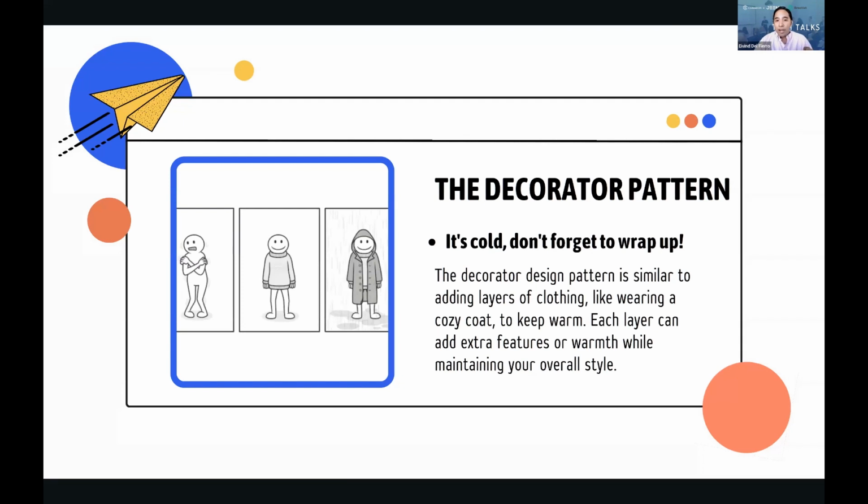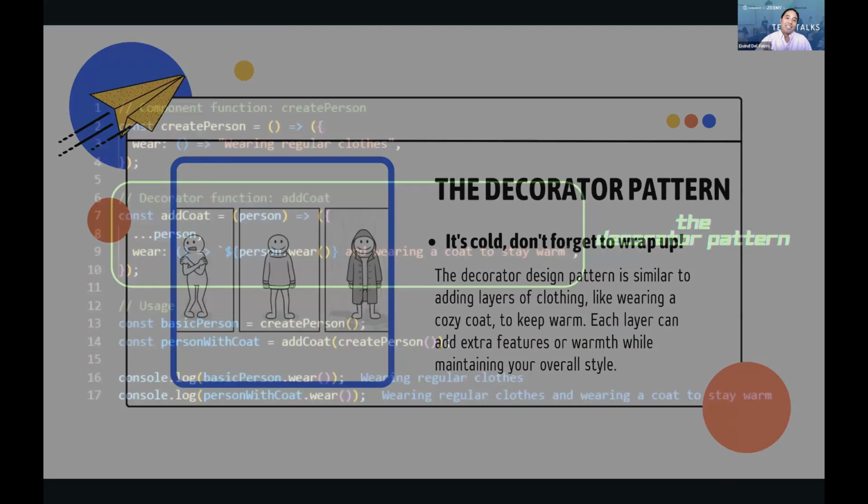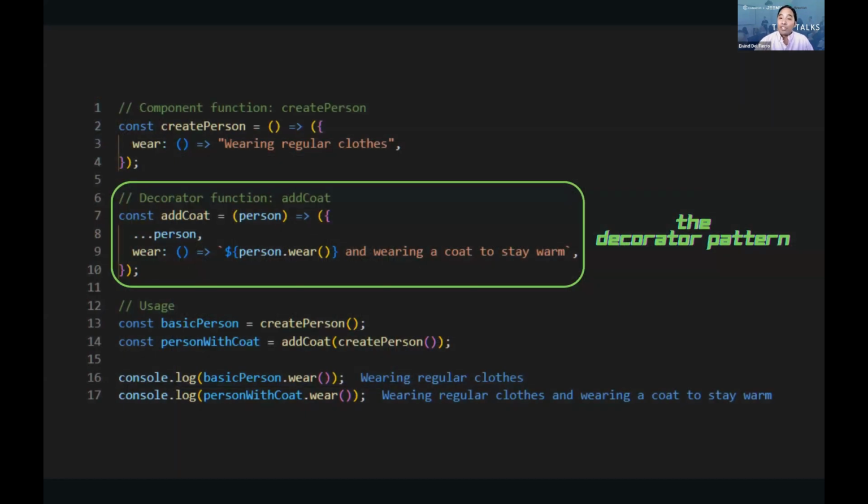The decorator design pattern is similar to adding layers of clothing, like wearing a cozy coat, to keep warm. Each layer can add additional features or traits while maintaining your overall style. Here, create person creates a person object with a where method. The add coat function, our decorator, will take a person as an argument and return a new person object with the enhanced where method that adds the wearing a coat to stay warm message. Here, we use the decorator pattern to decorate a person with a coat, giving them the ability to stay warm.